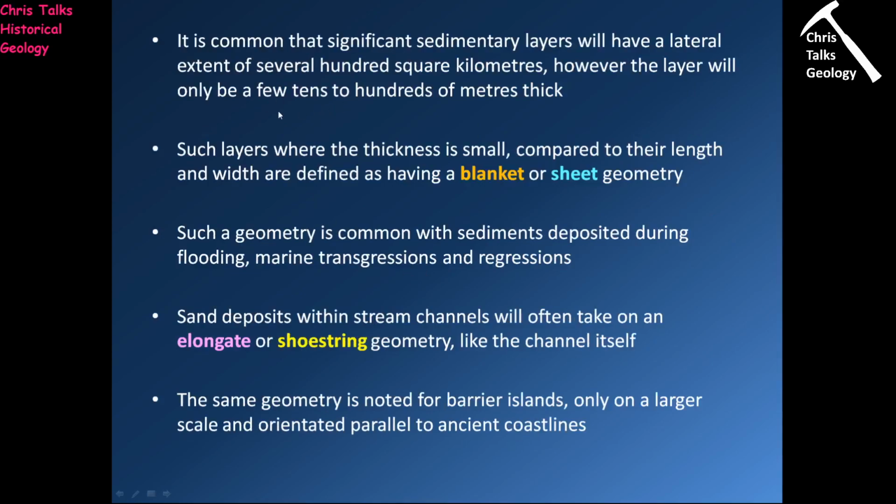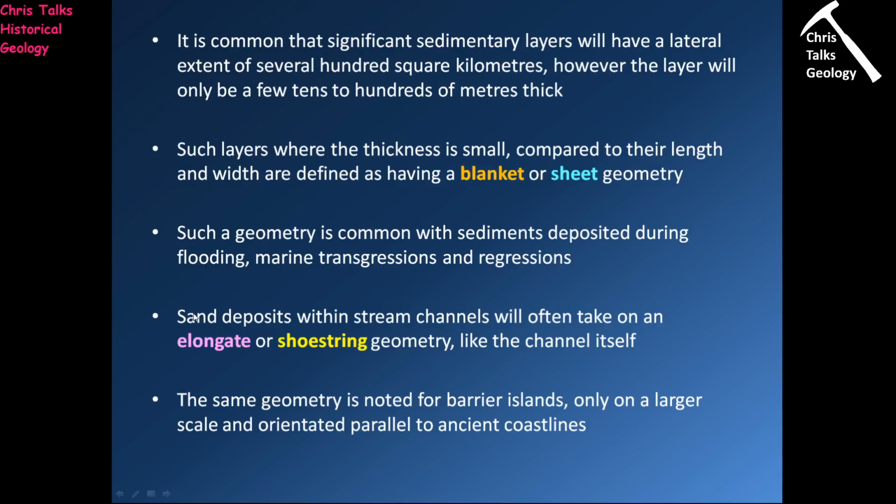As I was saying, most sediments will be deposited as a layer, and this layer will typically be centimeters or meters thick, but it will extend laterally over distances of hundreds or maybe even thousands of meters. So you end up with a layer that's very broad, but very thin. These layers are described as having either a blanket or a sheet geometry. They mean the same thing. This is the standard type of sedimentary layer. Most sedimentary layers will give you a blanket or sheet geometry.